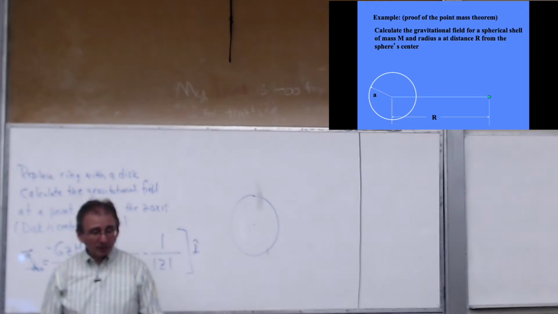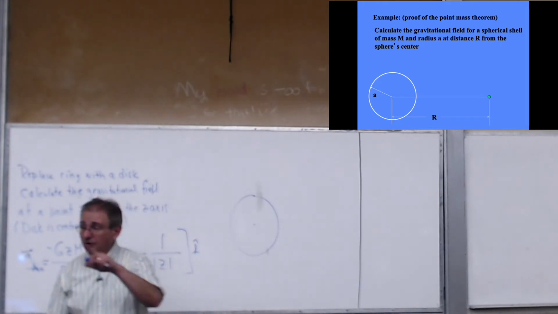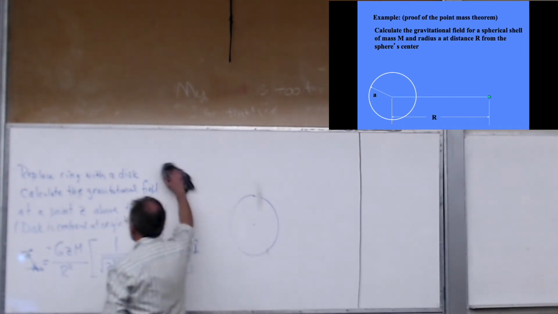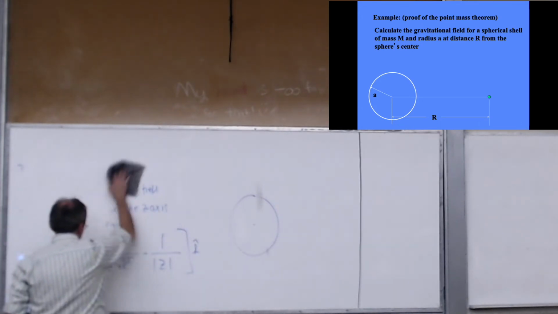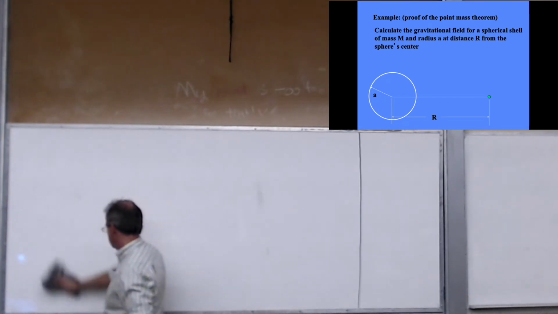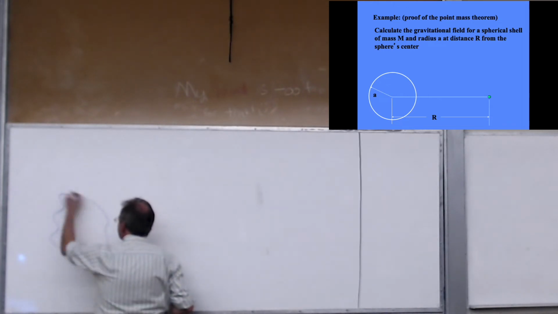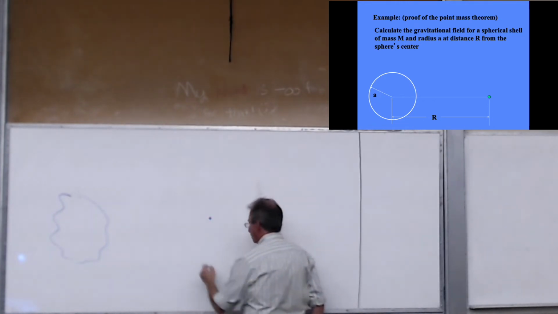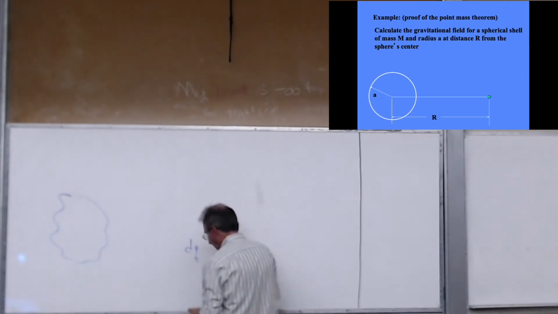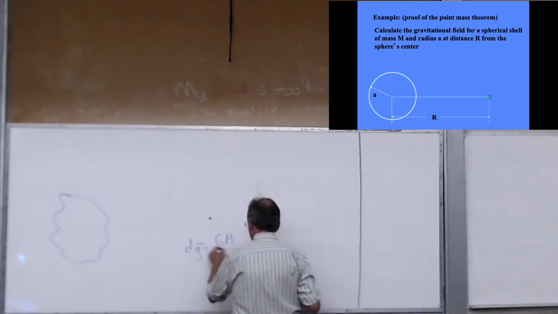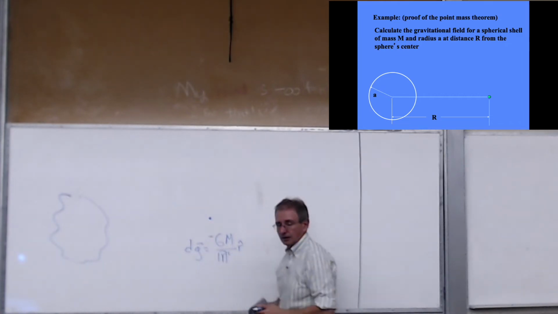So, I want to prove something called a point master, but before I go on, there is one thing I didn't mention and forgot to say earlier, and I want to say it now. Suppose I have some arbitrary mass distribution. We wrote down the equation for dg. What if I put a mass here?